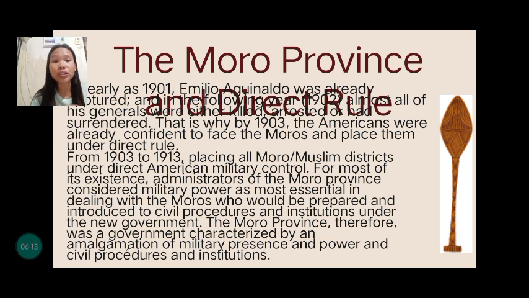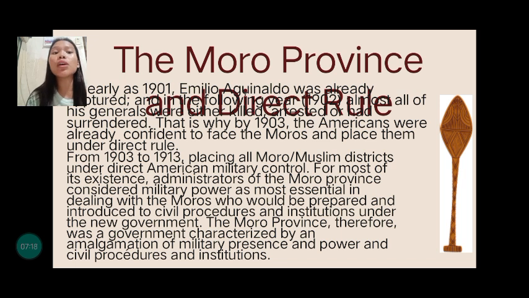So, the Moro Province and direct rule. As early as 1901, Emilio Aguinaldo was captured. And in the following year, 1902, almost all of the generals were either killed, arrested, or had surrendered. This is why in 1903, the Americans were already confident to face the Moro and place them under direct rule. This is why the agreement of Bates and the Moros was changed into direct rule: the Americans had defeated Emilio Aguinaldo and the other generals, and others were arrested or surrendered. So the Americans were very confident to place the Moros under direct rule.